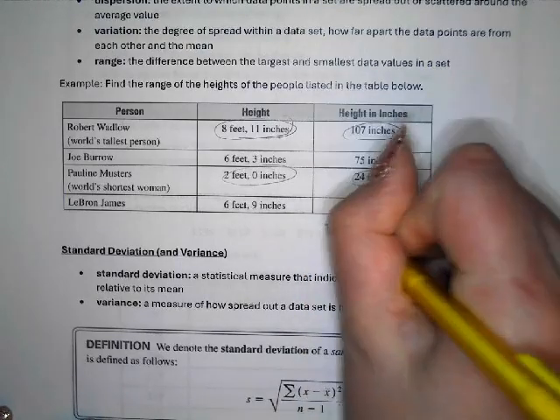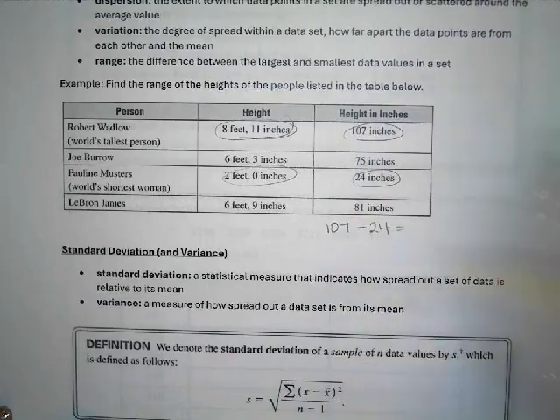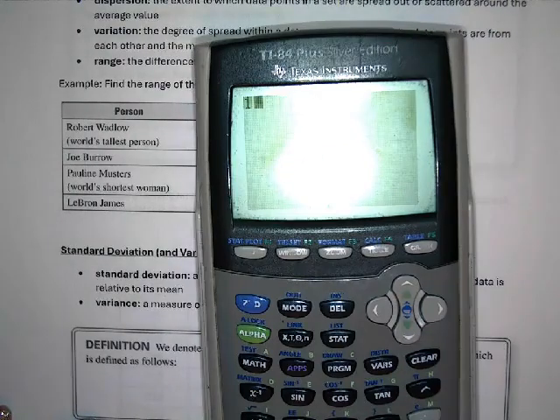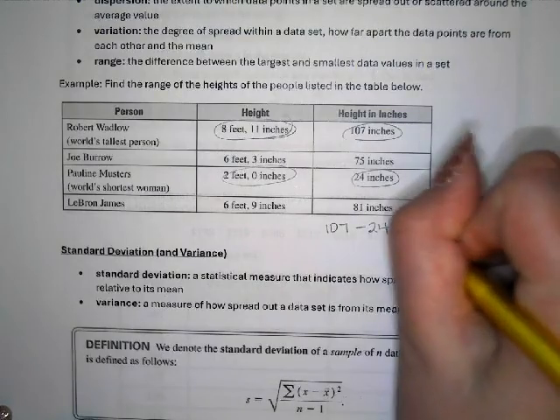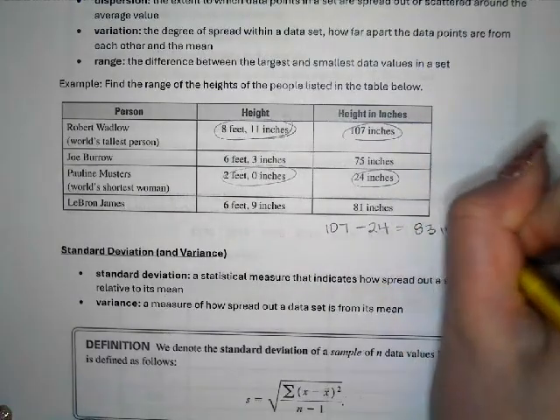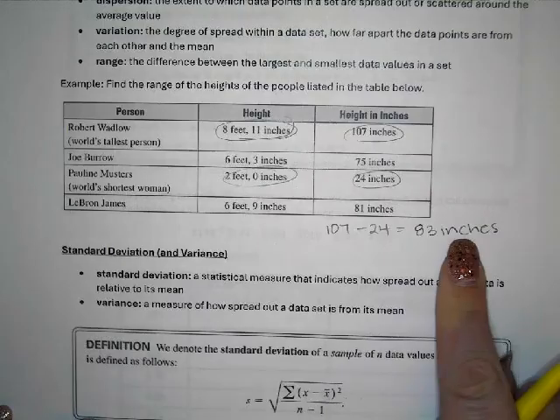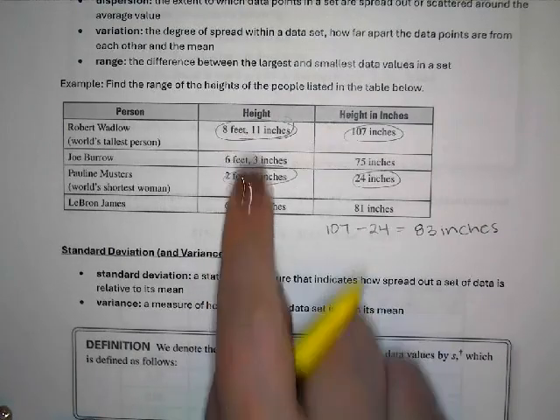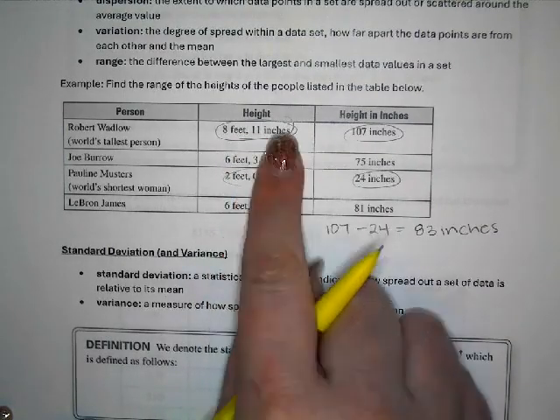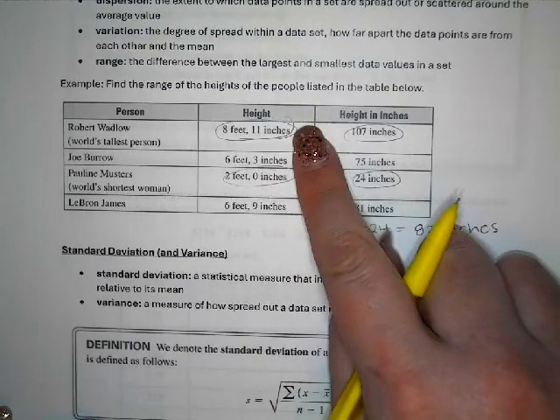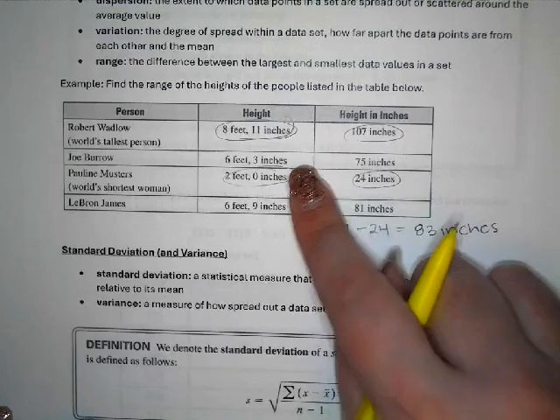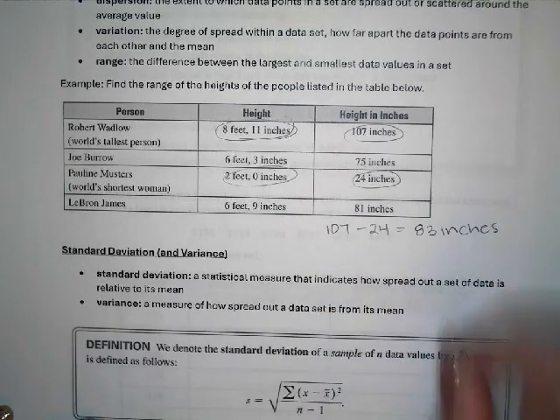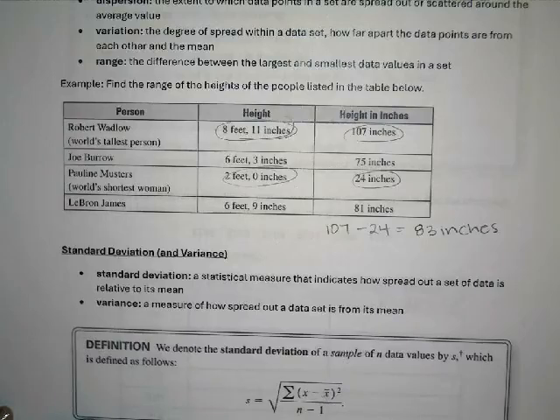So 107 minus 24 is 83 inches. There's a difference of 83 inches in their heights, which we might be able to interpret more easily if we look at this version. 8 feet 11 inches minus 2 feet would be 6 feet 11 inches. So there's almost 7 feet of difference between their height, which is insane if you can picture that.